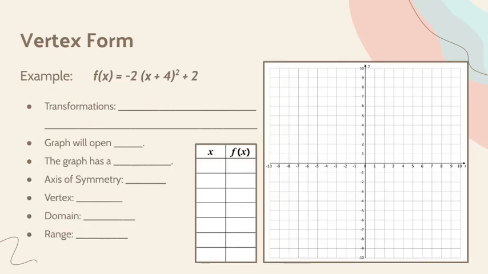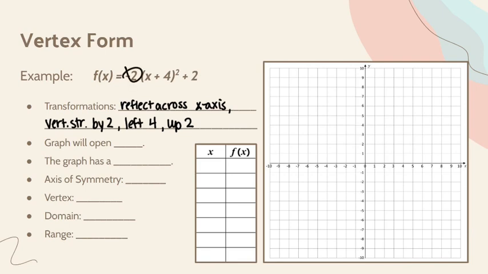So looking at vertex form, all the things that we can tell about this: the fact that a is negative tells us that this will reflect across the x-axis. Then the fact that it's a 2 tells us there will be a vertical stretch by 2. Then this plus 4 tells us that the graph will move left 4. And finally, the plus 2 tells us that it will move up 2. So those are all the transformations that will happen for this equation.